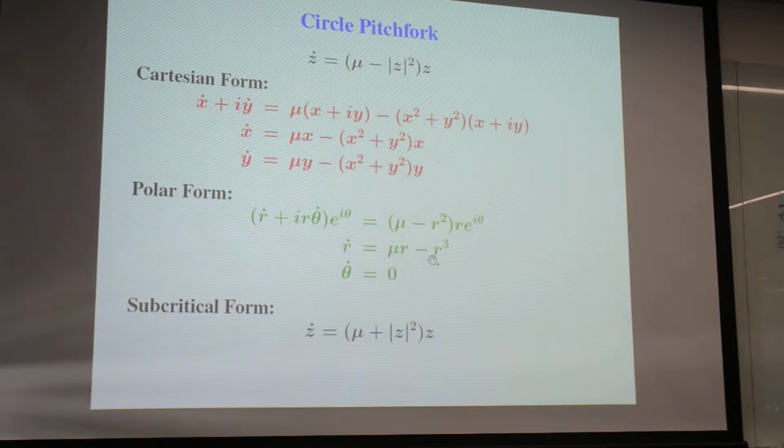Meaning the r undergoes a pitchfork bifurcation. This is the pitchfork form. And the theta, well, it doesn't move. That's what we said before. It's not as if it goes around and around trying to find its perfect point. It just goes wherever it is, and theta dot is 0.